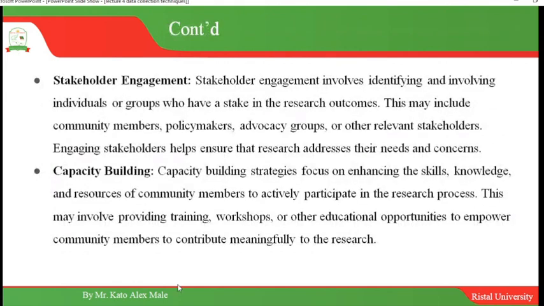Another strategy is stakeholder engagement. We can engage stakeholders in this category. For example, this involves identifying and involving individuals or groups who have a stake in the research outcomes. This may include community members, policy makers, advocacy groups, or other relevant stakeholders. Engaging stakeholders helps ensure that research addresses their needs and concerns.